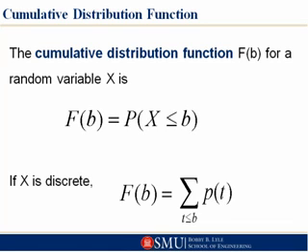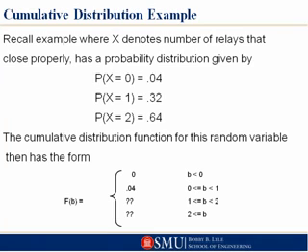And just as I was just saying, F of B is equal to the summation of all the probabilities up to the value B. F of 1 was the probability of 0 plus probability of X equal 1. F of 2 was adding up the 3 probabilities: X is equal to 0, probability X is equal to 1, probability X is equal to 2. You add up those 3. So that's all that's being done with the summation sign.